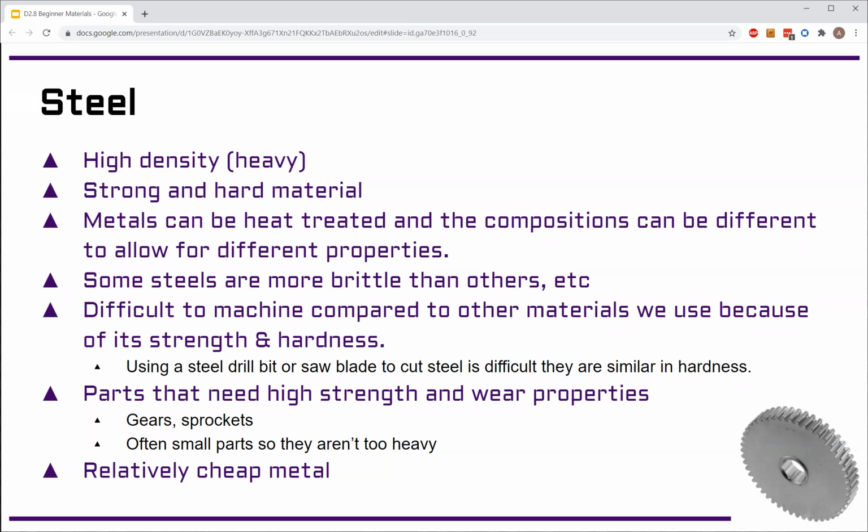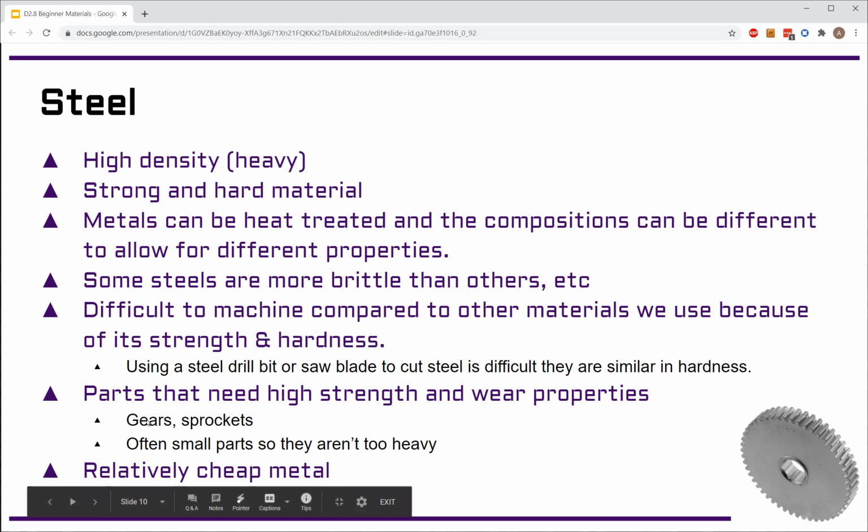Steel is also a relatively cheap metal. It's produced in large quantities all over the world, so it's relatively easy to obtain and use, but it is more difficult to manufacture and for us to use as well. So we don't use it in a lot of things that we're making ourselves, but we will buy quite a few parts in, especially some of the smaller ones, in steel.